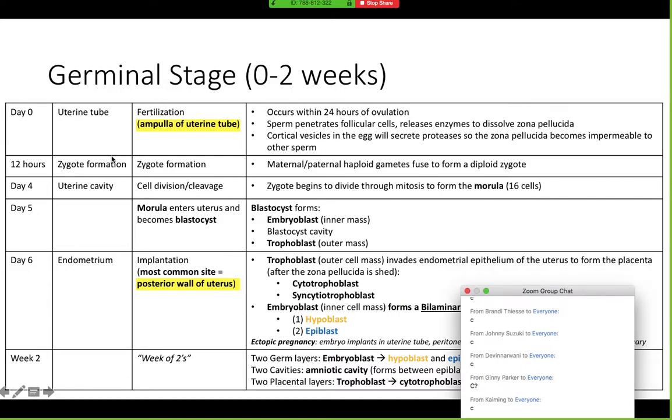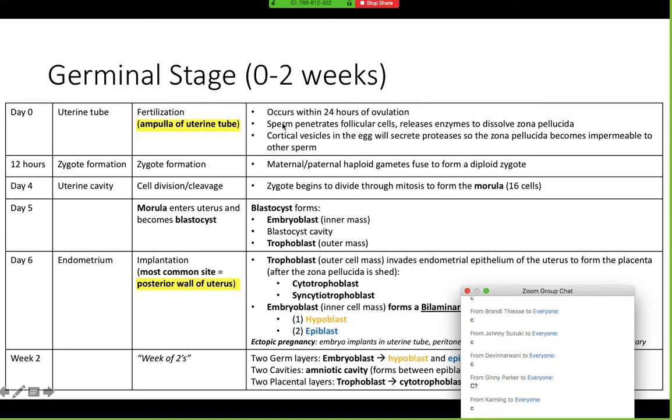On day 0, the sperm is going to penetrate follicular cells that surround the egg, and then it's going to release enzymes to begin dissolving the zona pellucida. Then you have cortical vesicles in the egg, and these are going to secrete proteases, so the zona pellucida becomes impermeable to other sperm. Basically, this means that the egg is committed to that one sperm, and all the other competing sperm are not going to touch it.